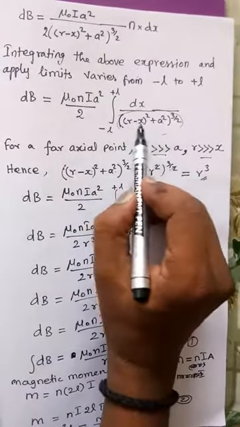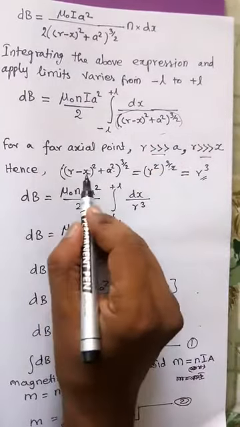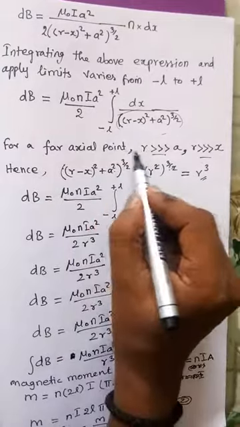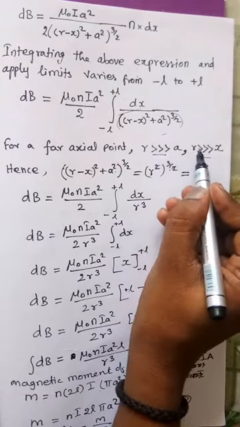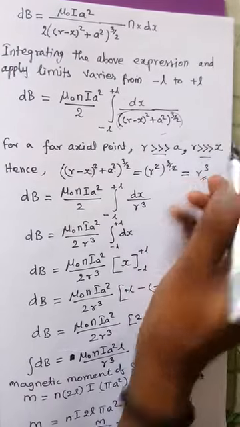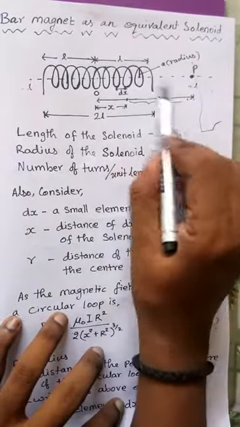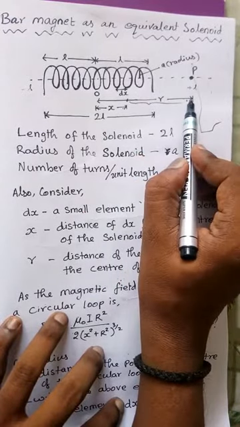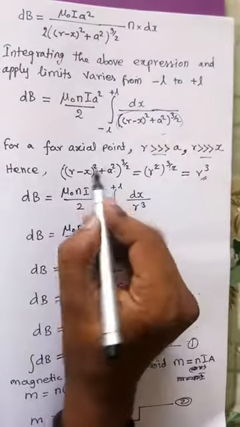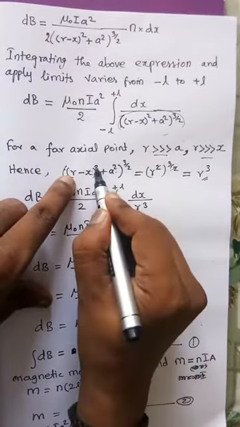So dx by ((R minus x) whole square plus A square) whole power 3 by 2. Here take this denominator only. For an axial point, R is very much greater than A and also very much greater than x. Here A and x are very small compared to R, so R is the whole distance. Compared to x and A, R is a very large distance, so x and A are neglected. So x square and A square are neglected, and only R square remains.